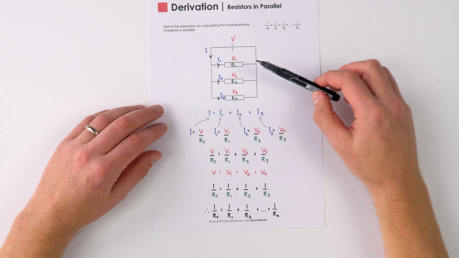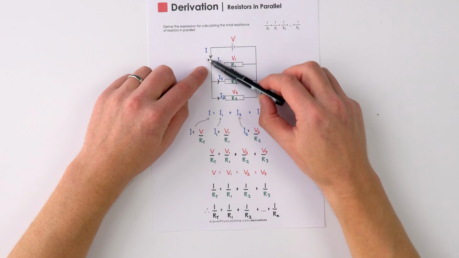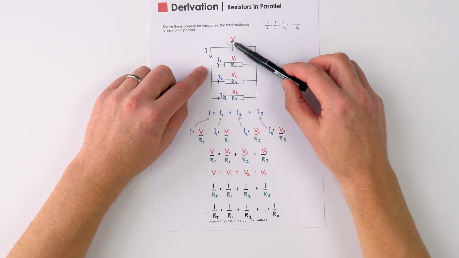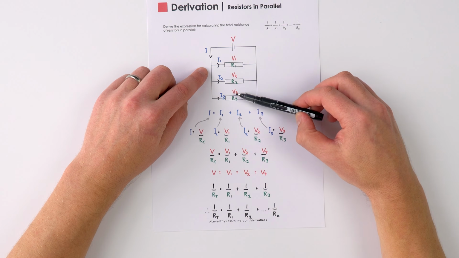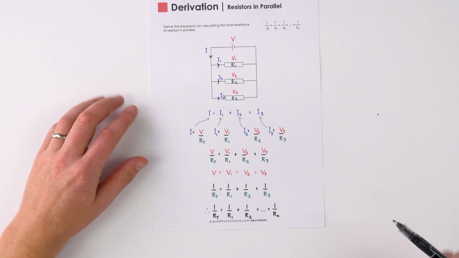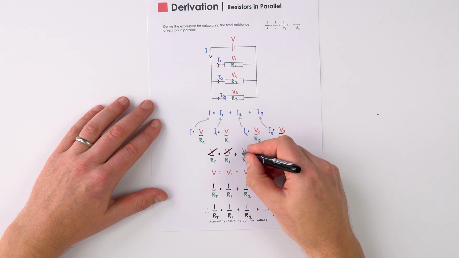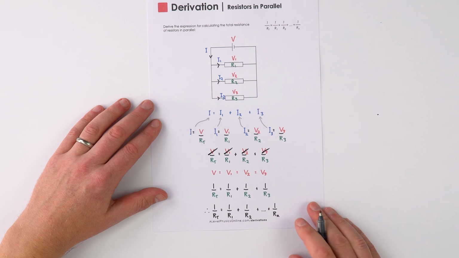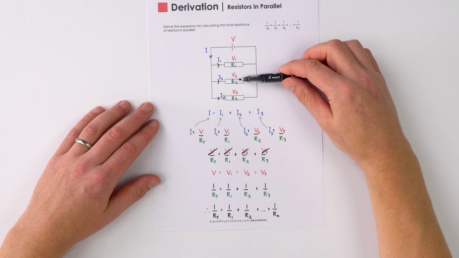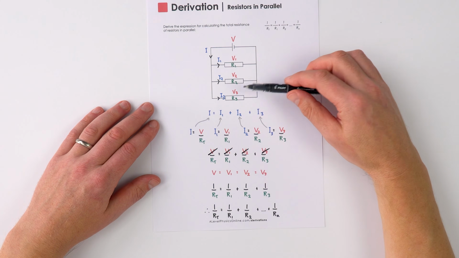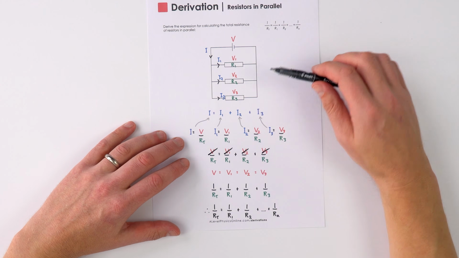Now, due to Kirchhoff's second law, we know that around any closed loop in this circuit, this value V here is going to be equal to either V1, V2 or V3. So they're all going to be the same value, and therefore these values all cancel with each other, and therefore we can say that 1 over R_T equals 1 over R1 plus 1 over R2 plus 1 over R3 plus however many resistors that we have in parallel.